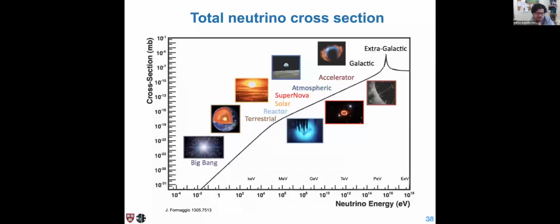The neutrino cross section grows with energy. So here you have the neutrino energy in electron volts. The cross section is in millibarns. So you can see that at the low energies, the neutrino cross section grows linearly.